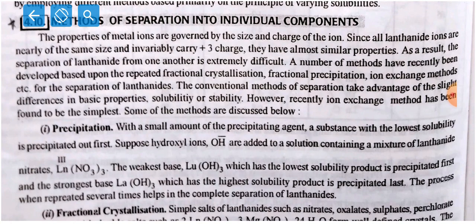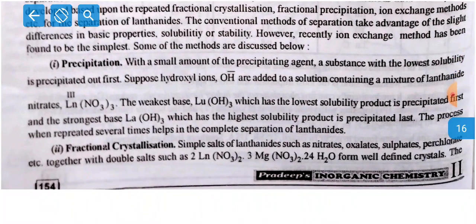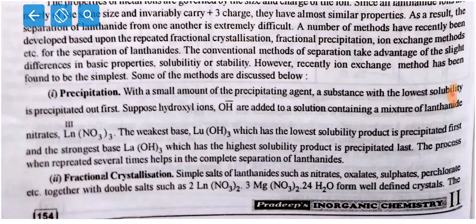First is precipitation. With a small amount of the precipitating agent, the substance with the lowest solubility is precipitated out. Suppose hydroxyl ions OH⁻ are added to a solution containing a mixture of lanthanoid nitrates, Ln(NO3)3. The weakest base, lutetium hydroxide, which has the lowest solubility product, is precipitated first, and the strongest base, lanthanum hydroxide, which has the highest solubility product, is precipitated last. The process, when repeated several times, helps in the complete separation of lanthanoids.